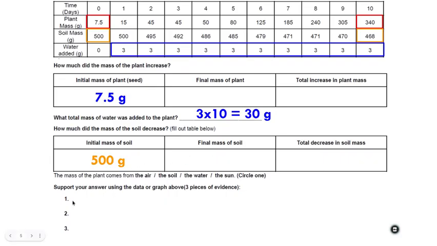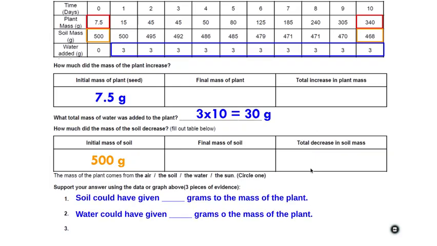But let's first get some supporting evidence. I'm going to give you guys some hints since I'm not with you so that you can think about these things. Some support: soil could have given how many grams to the mass of the plant? Write that out. Think about it. Could it have been enough? If not, it can't be it. Okay? You want to do that for the soil. You want to see what water could have given. And lastly, like maybe a statement.